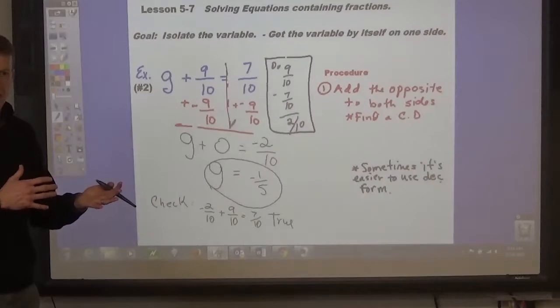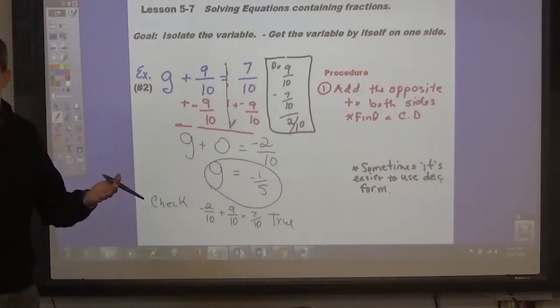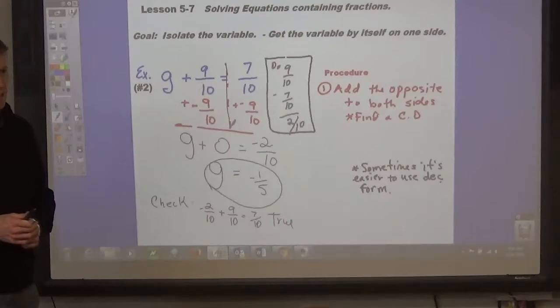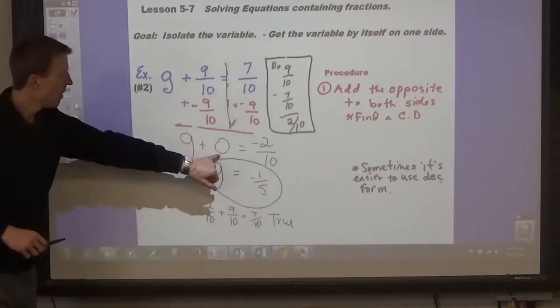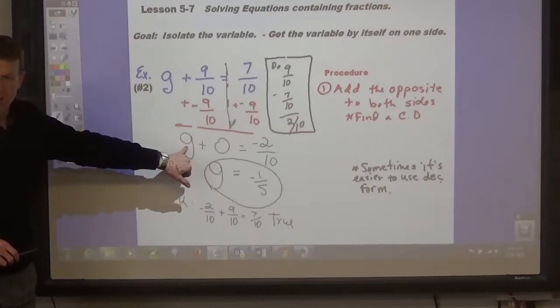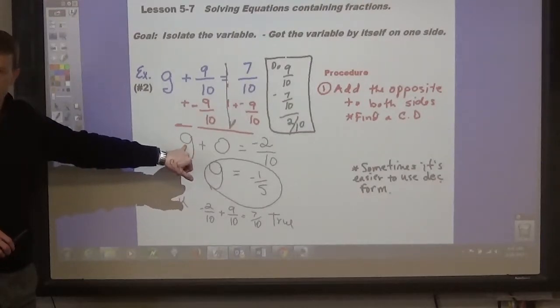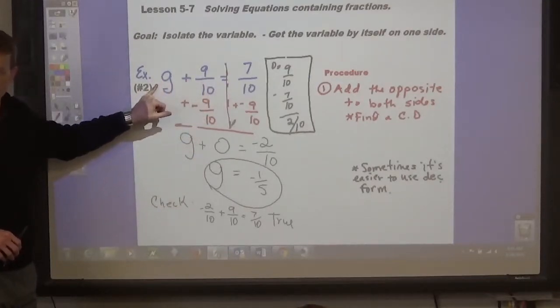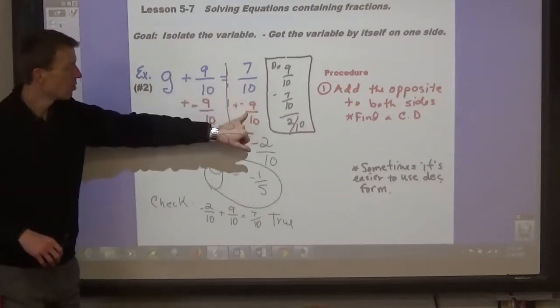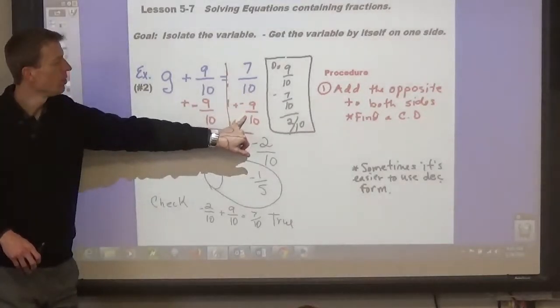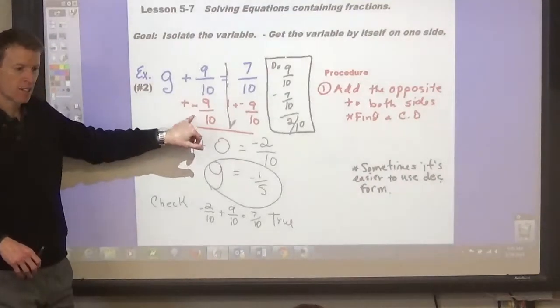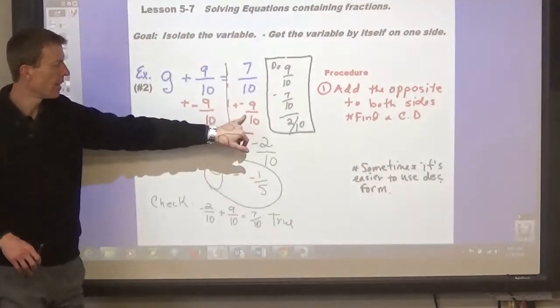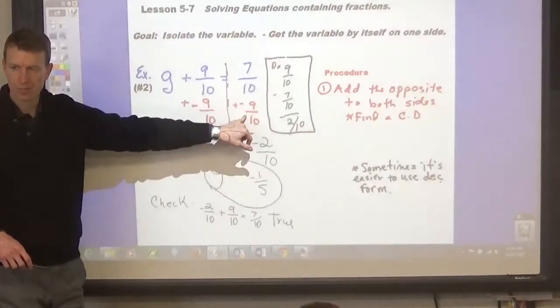What if the number is already negative? What if you're starting with negative 1/5? Then you add positive 1/5 to get 0. Okay? You want to get 0 on the same side as the variable. So that's where you start. Always start on the side with the variable and add the opposite of whatever number is next to the variable. Then add that same number to the other side. So we added negative 9/10 to the left side. You have to add the same number, negative 9/10, to the right side.